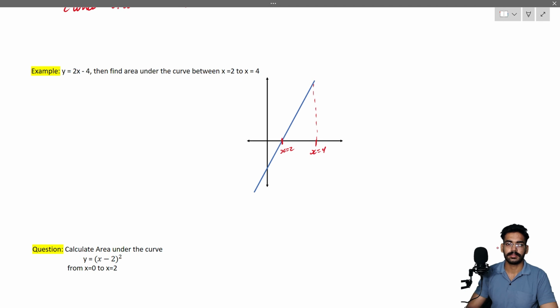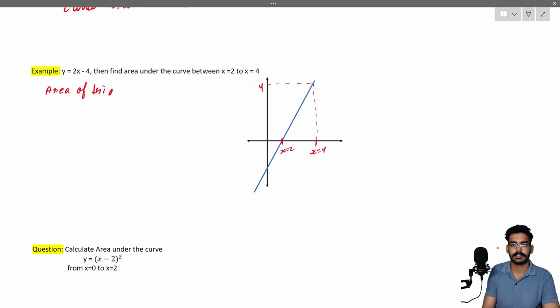For x equal to 4, what is the value of y? 2 times 4 is 8, minus 4, so y is also 4. So the area of this triangle, I can say, is half into base into height, right? Half into base, that is from 2 to 4, so that is 2, into height, that is 4. So how much is the area? 4, right? 4 unit square.